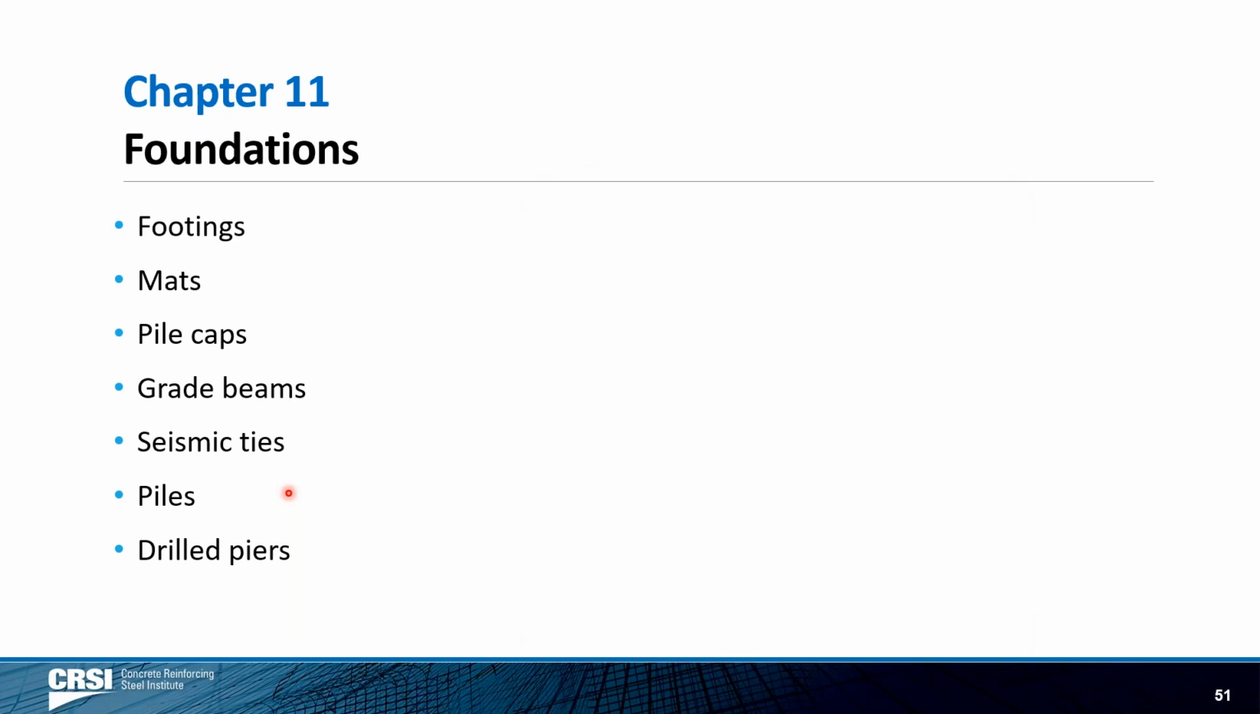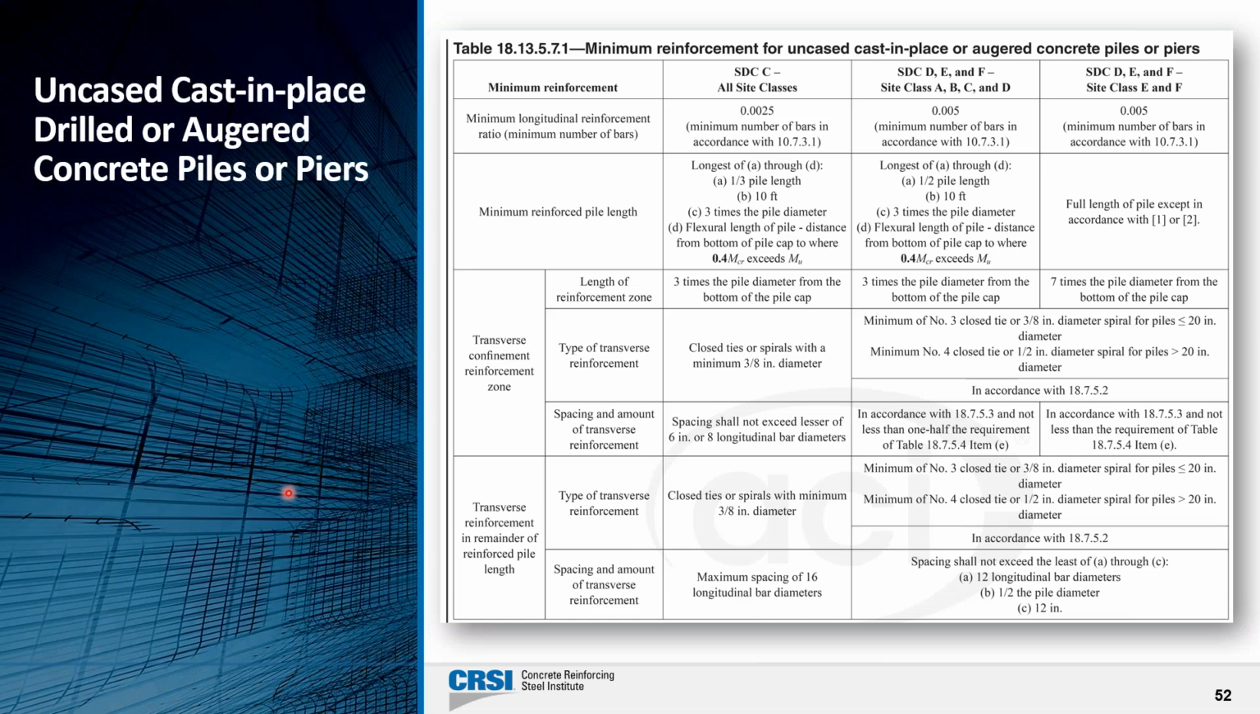Finally, Chapter 11 is devoted to foundations. Footings, mats, pile caps, grade beams, seismic ties, piles, and drilled piers. We'll just touch over some of the major changes. Now, this is a new table, 18.13.5.7.1, that's given in ACI 318-19.